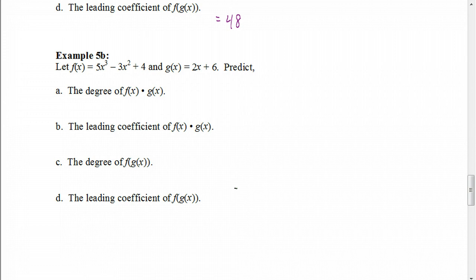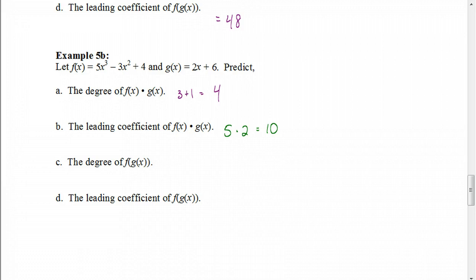Okay, let's see how you did here. So for the first one, to find the degree for the product of those two polynomials, we would, remember, take the degree for the first polynomial and the second polynomial and add those together. So the degree for the first polynomial is 3, the degree for the second one is 1. Add those together, we get 4. So the degree of the product of these two polynomials would be 4. The leading coefficient of the product, we would take the leading coefficient from the first polynomial, multiply that by the leading coefficient of the second polynomial, and 5 times 2 would be 10.